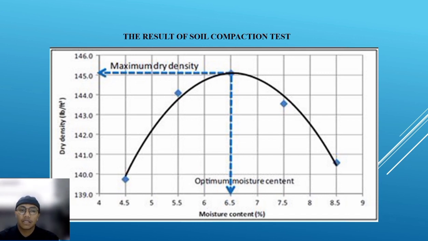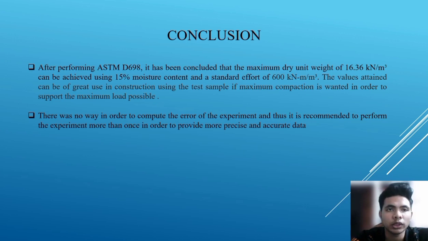optimal moisture content is 6.5% and maximum density 145. For the conclusion, after performing ASTM D698, it has been concluded that the maximum dry unit weight of 16.36 kilonewton per meter cube can be achieved using 15% moisture content and a standard effort of 600 kilonewton meter per meter cube. The values attained can be of great use in construction using the test sample if maximum compaction is wanted in order to support the maximum load possible.